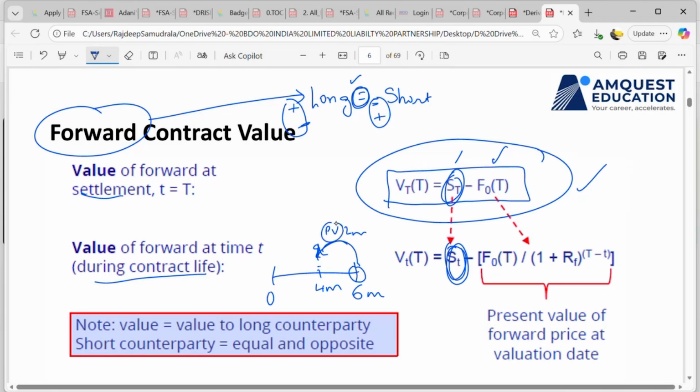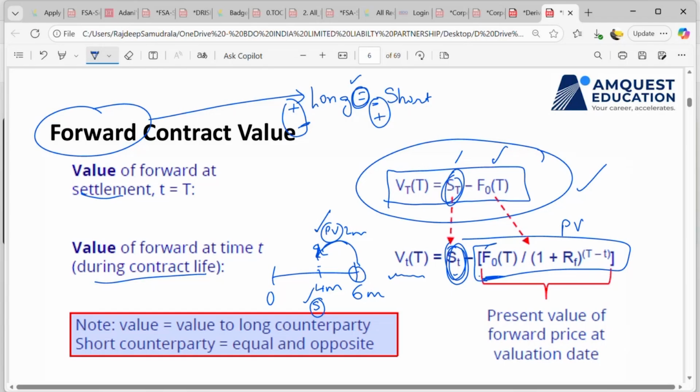And that PV you compare to the current price. What is this PV? What is the current price? The difference between the discounted future value and the current price is the value. The future price is known to you. When you discount it, you will get the present value today. The difference between the present value today and the current stock price is your value at time t. Clear? Any questions?